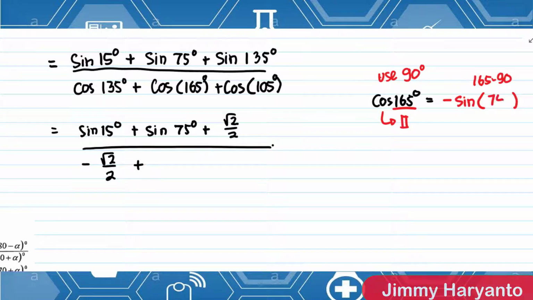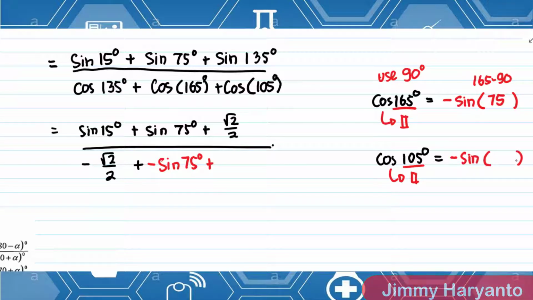165 minus 90 is 75. So this one will be negative sine 75, like that. And then for this one, also cos 105. I think we should change the cos into sine. So this one is quadrant 2. Quadrant 2 cos is negative, and then we have to change the cos into sine by using 90 degrees as our benchmark. So 105 minus 90, it will be 15. So the last one will be negative sine 15 degrees.